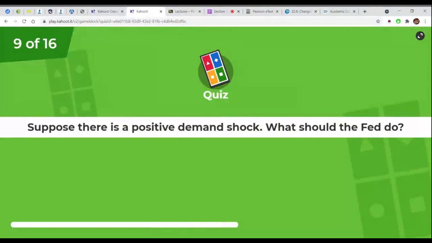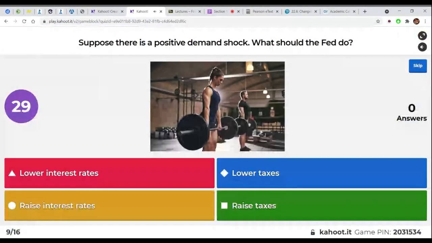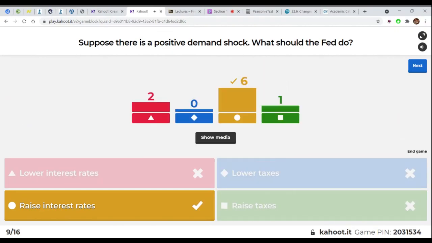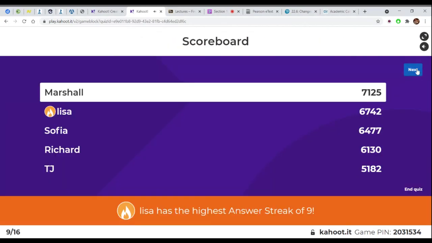Question 9, suppose there's a positive demand shock. What should the Fed do? Should it lower rates, lower taxes, or raise taxes? They should raise rates. That's right, to try and get us back to the long run.